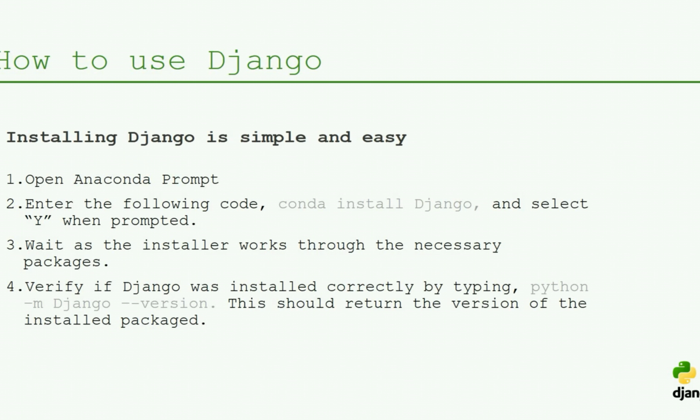For me, I'm using Anaconda prompt. So the code for me is conda install django. For you, it might be pip install django. Press Y when prompted and let it install the necessary packages. To check if Django was installed correctly, just type python -m django --version in the prompt window, and this should return the version of the installed package.